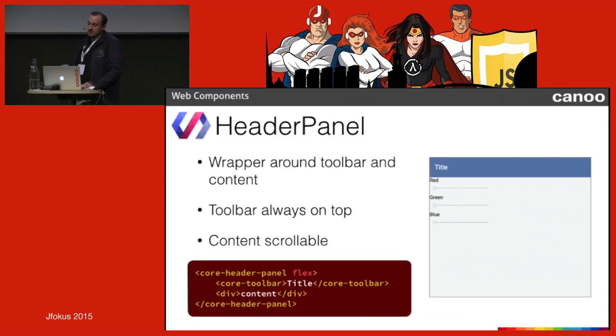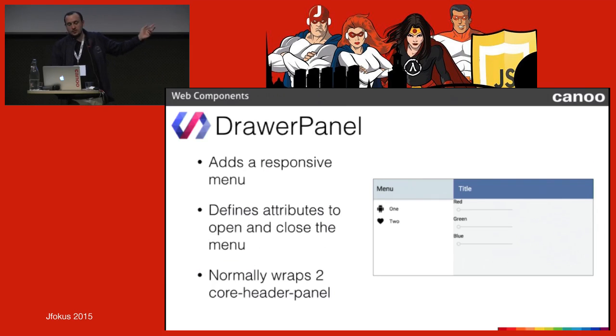In addition, and I think this is one of the core layout containers in Polymer, there is a header panel. The header panel defines a toolbar and content below the toolbar and the rest of the screen. For example, if the content is bigger than the screen, you can only scroll the content. The toolbar will always be on top. Another layout, for example, is a drawer panel. We have seen this.